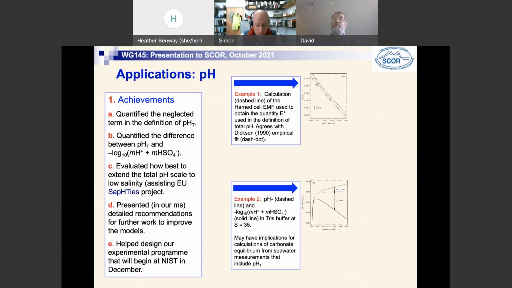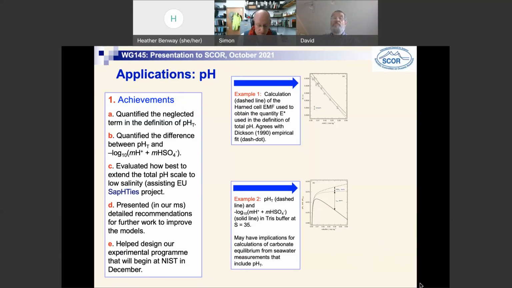For pH, we have first quantified the neglected terms in the definition of the total pH scale and the difference, therefore, between total pH and minus log 10 of hydrogen ion plus bisulfate concentration. Second, we've evaluated how best to extend the total pH scale to low salinities, assisted in doing this by the EU SAFEsites project. We have also presented in our manuscripts detailed recommendations for further work to improve and extend the models.